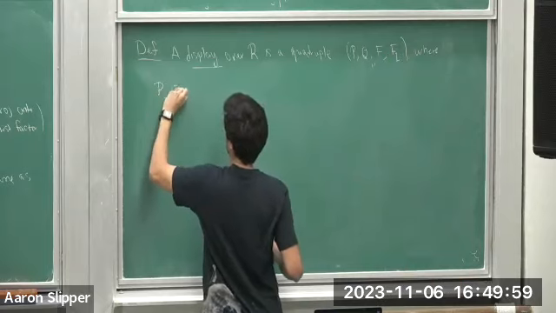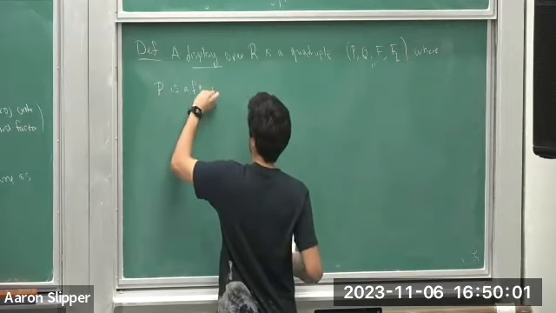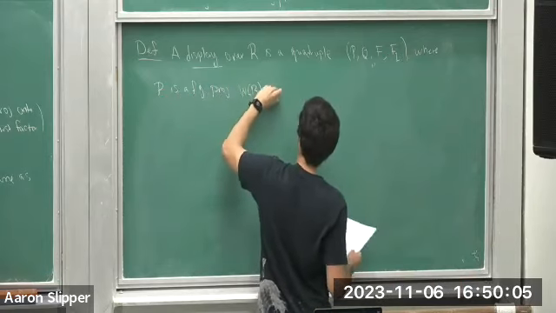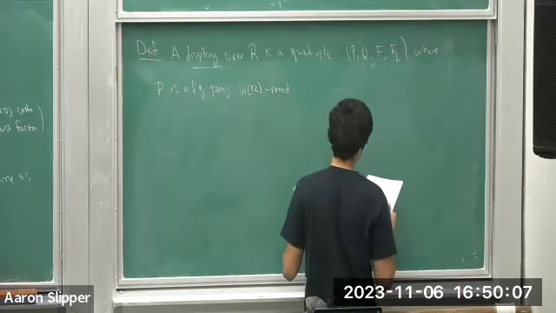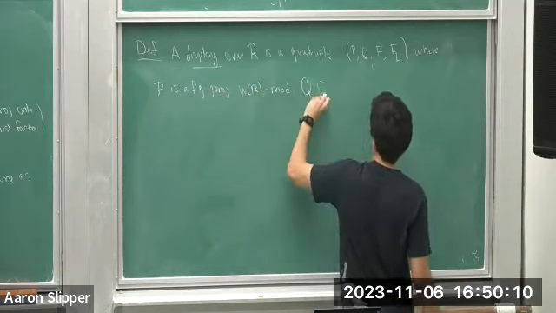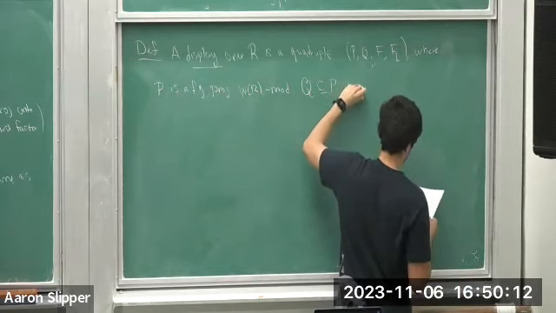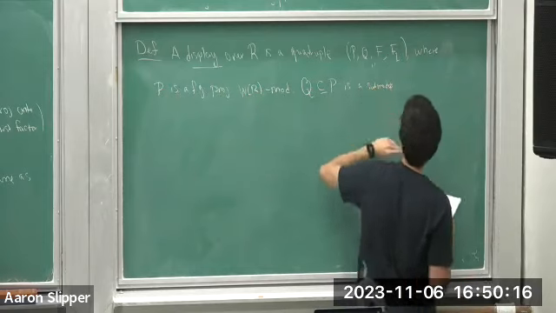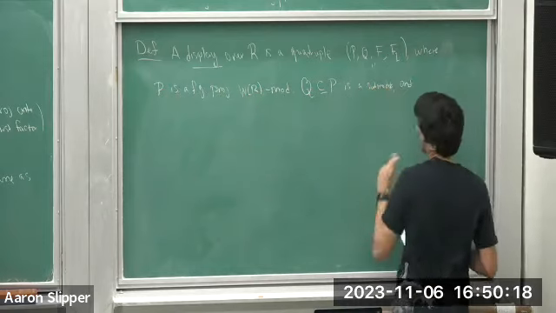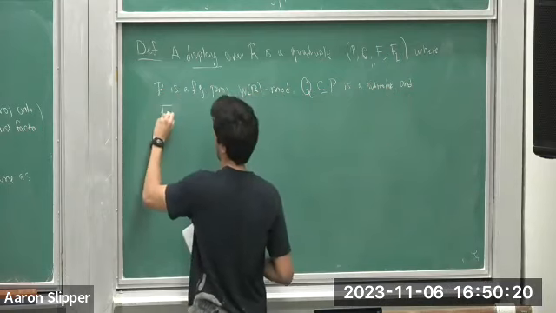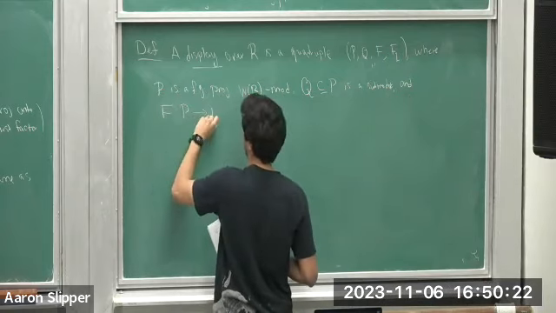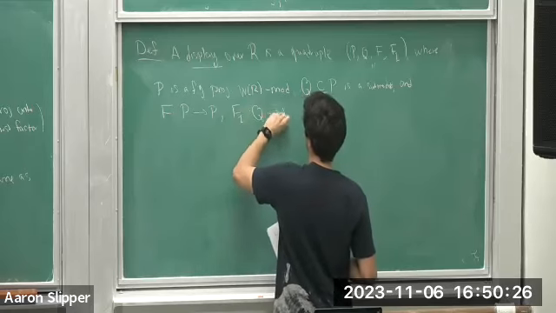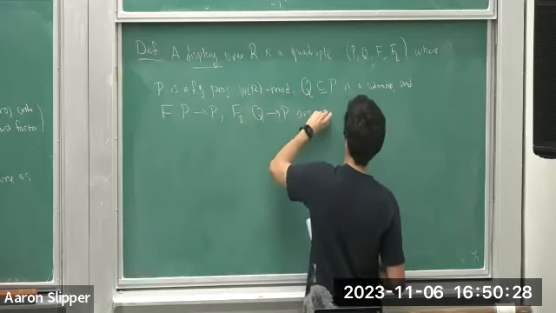P is a finitely generated projective WR module. Q is a submodule. And F goes from P to P, F1 goes from Q to P, both sigma linear.